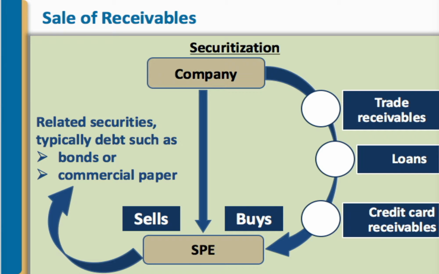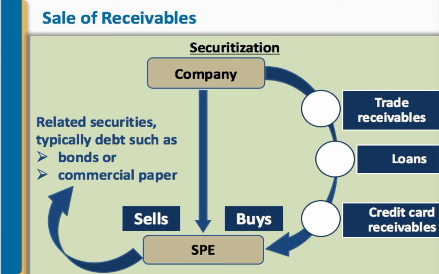Another popular arrangement used to sell receivables is securitization. In a typical accounts receivable securitization, the company creates a special purpose entity, usually some type of trust or subsidiary. The special purpose entity buys a pool of trade receivables, credit card receivables, or loans from the company, and then sells related securities, typically debt such as bonds or commercial paper, that are backed or collateralized by these receivables.